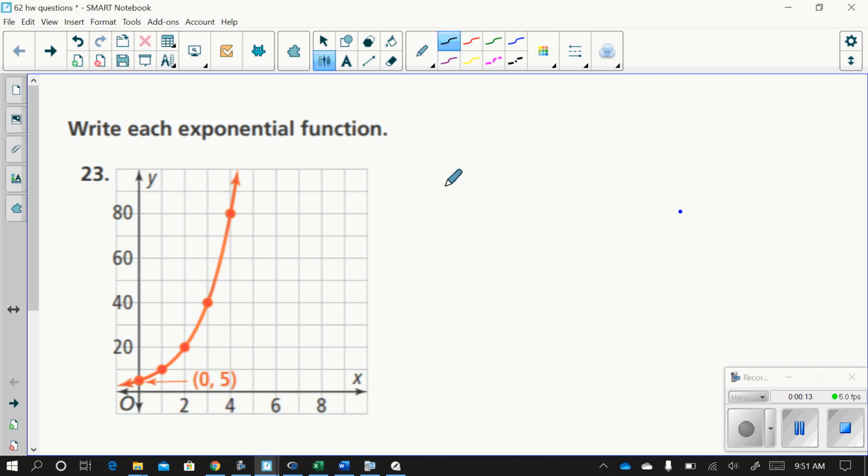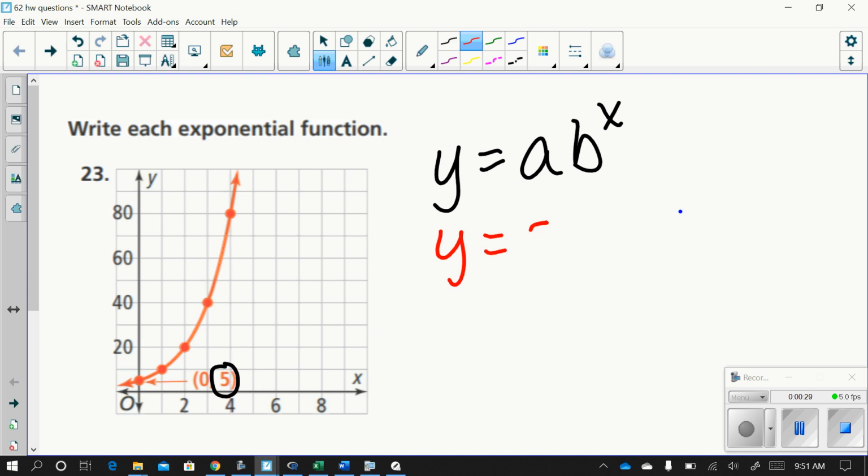Just as a reminder, exponential functions are in the form y equals a b to the x, where a is your initial value and b is how we're growing. Pretty easy to tell what a is. A is your y-intercept, so a is just 5. So we already know y equals 5 times something to the x.